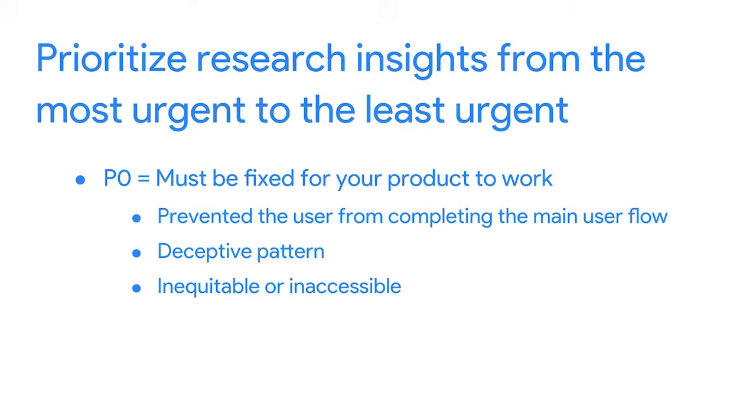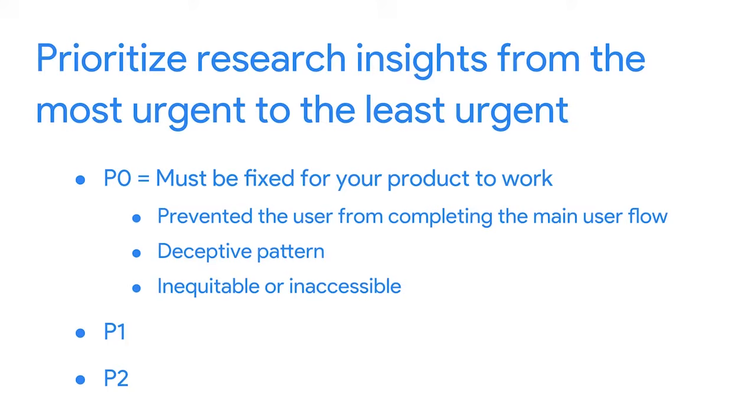After you identify your P0 insights, you'll likely have a lot of insights left to take action on. These insights can be categorized into buckets based on their priority. In addition to priority 0, you might have buckets called priority 1 and priority 2. Let's think about an example of an insight that might be categorized as priority 1.